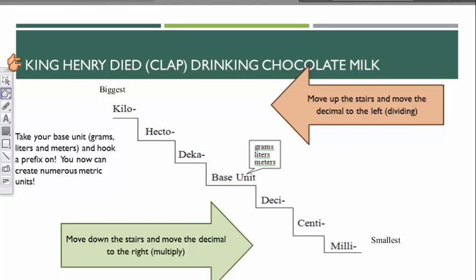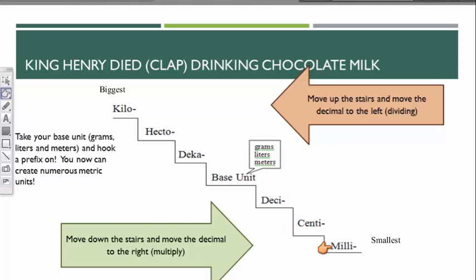To put them in order, you just remember King Henry died. You got to clap. Drinking chocolate milk. Okay, so it goes like this. You ready? I'm going to point to what unit it represents. King Henry died. Here's my clap, it's my base unit. Drinking chocolate milk.